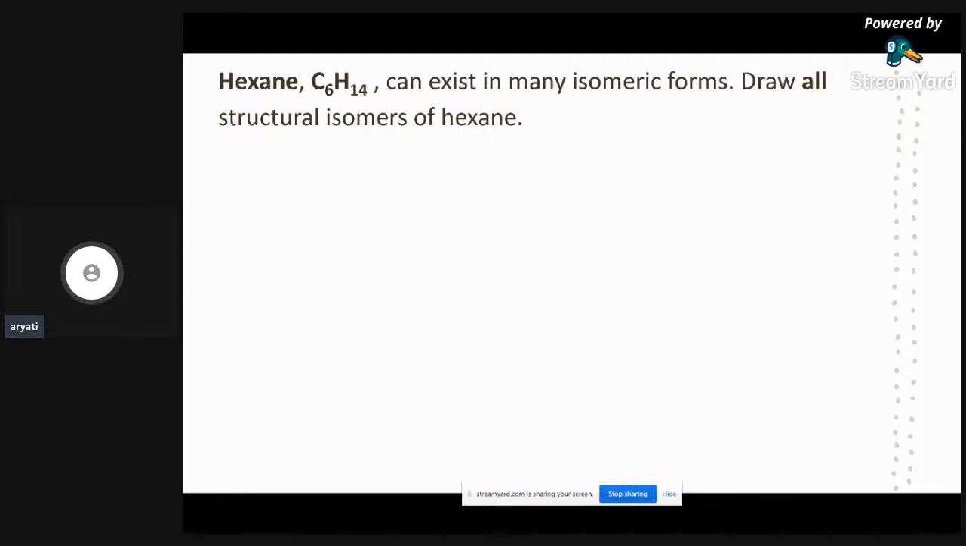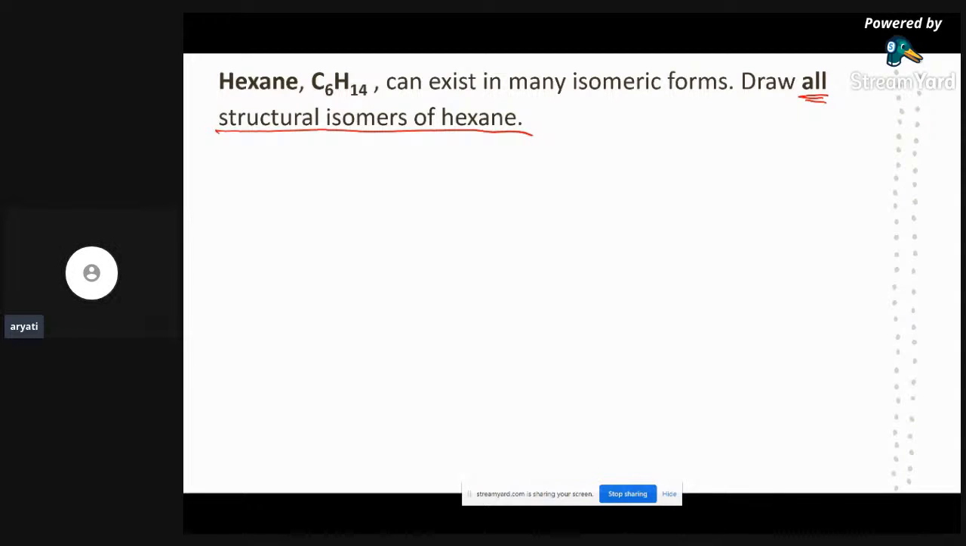Hexane can exist in many isomeric form. Draw all the structural formula. So draw all structural formula of hexane. So macam mana kamu nak lukis? Make sure kamu lukis ada 3 cara untuk draw the structure formula, whether you want to use the condensed structure, expanded structure ataupun skeletal structure.